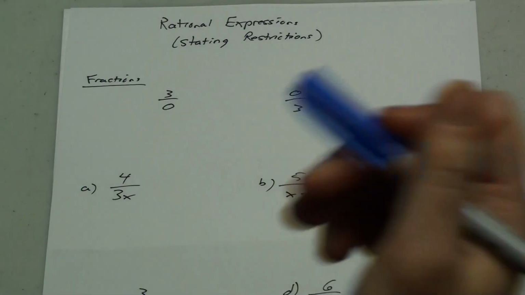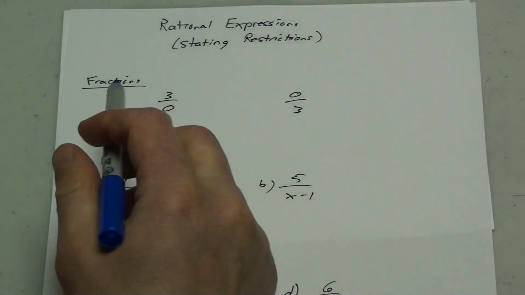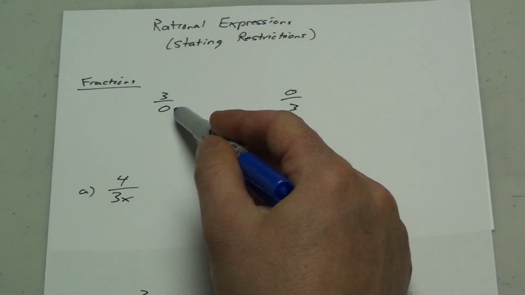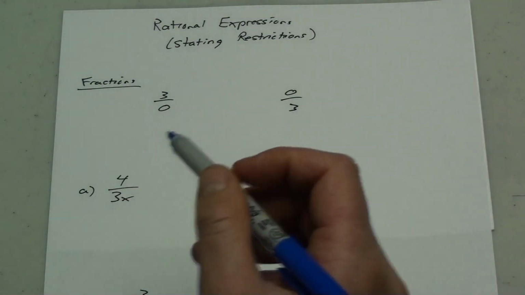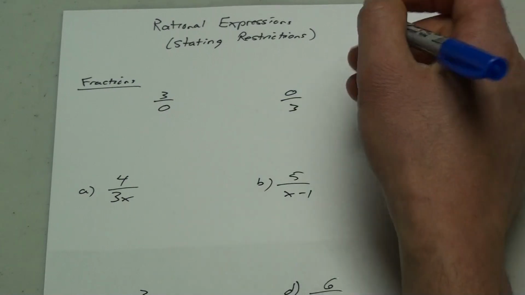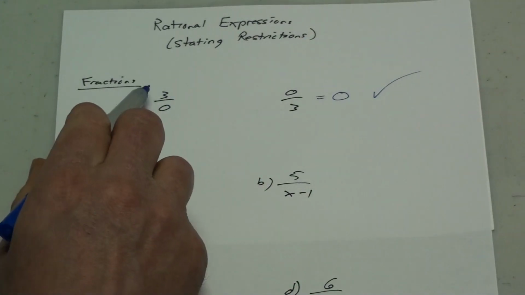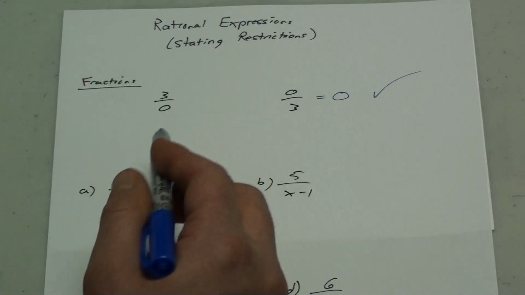Okay, this is a short little lesson on how to state some restrictions for rational expressions. It all comes down to some of the properties of fractions. If you have 3 over 0 or 0 over 3, if you have a 0 in a fraction. Now a 0 in a numerator is okay. 0 divided by 3 is just 0. That is okay. If I have 3 over 0, where 0 is in my denominator, that is an issue.